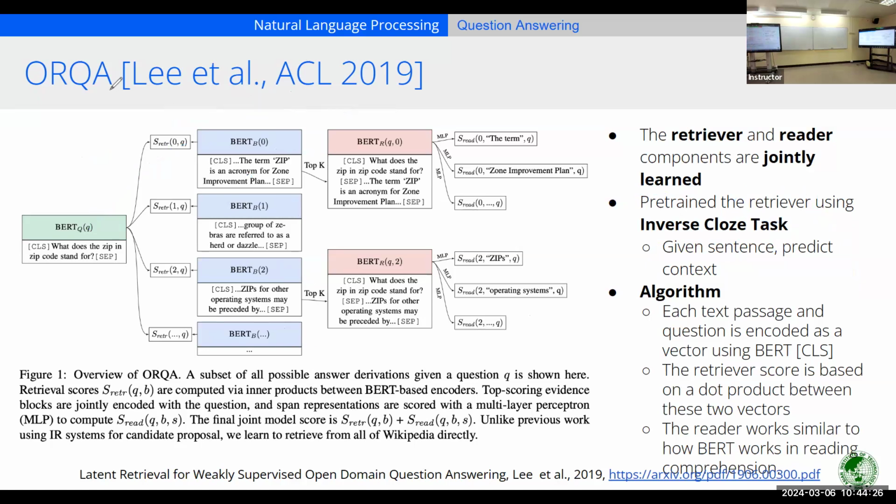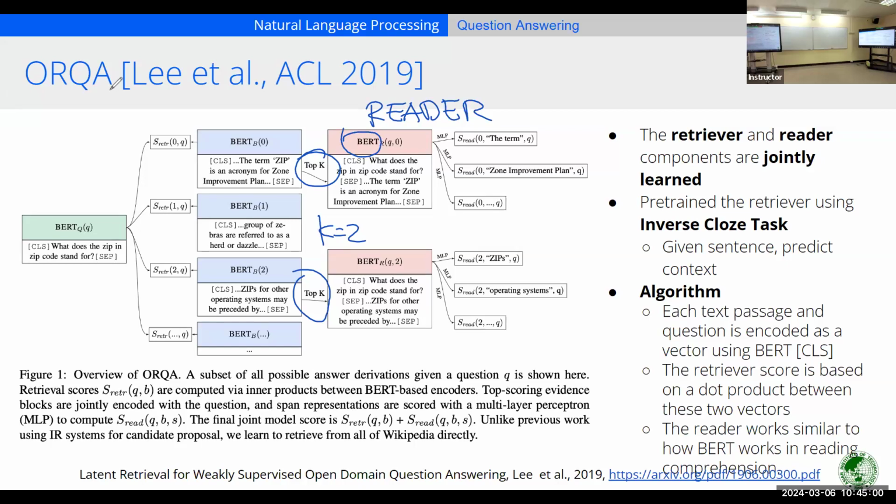So if we believe the scores are very good now, then you retrieve the top K. Maybe you say K equals 2, then you get 2. Then you need to have a reader, correct? The reader is simply a BERT again.